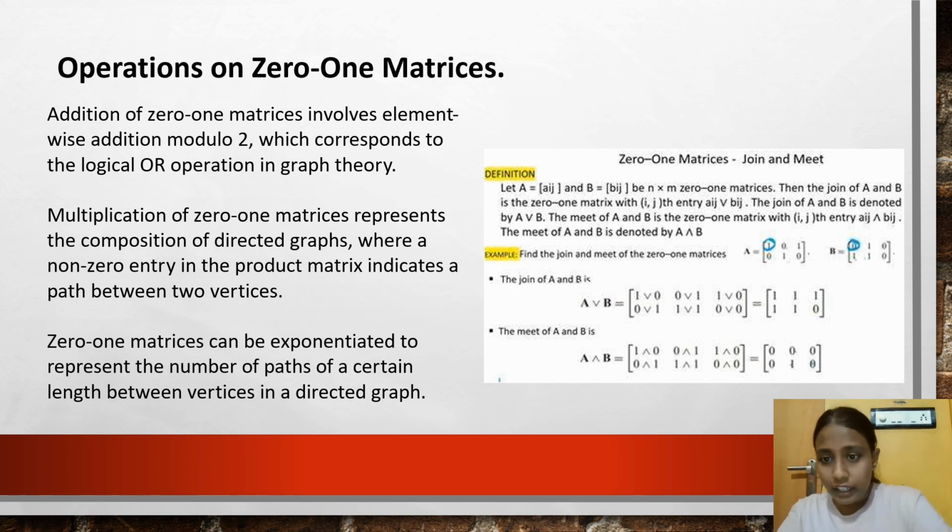So here is an example again of a 0-1 matrix where A and B are the two matrices given. Here we multiply the row with the column. One row of matrix A with the column of matrix B, and we get the output as this here when we multiply the row of the matrix A with the column of the matrix B. Now let us go to the next slide.